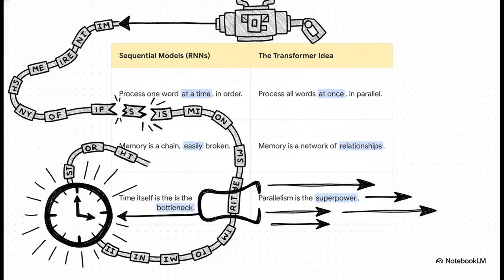You know, before the transformer came along, AI language models read things one word at a time, in order. The problem, their memory was like a chain. The longer the chain, the more likely it was to break. Context from the beginning of a long document would just fade away. It was like trying to understand a whole novel by reading it through a tiny straw. Time itself had become the enemy of scale.